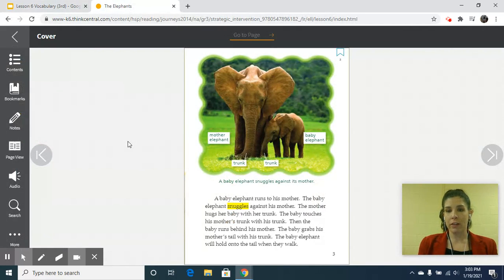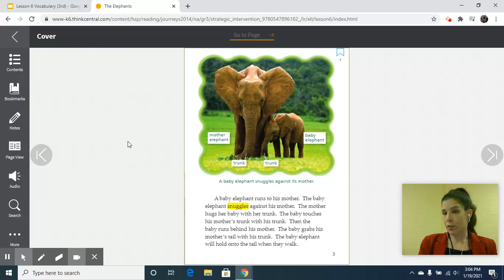So a baby elephant runs to his mother. The baby elephant snuggles against his mother. The mother hugs her baby with her trunk. The baby touches his mother's trunk with his trunk. Then the baby runs behind his mother. The baby grabs his mother's tail with his trunk. The baby elephant will hold onto the tail when they walk.